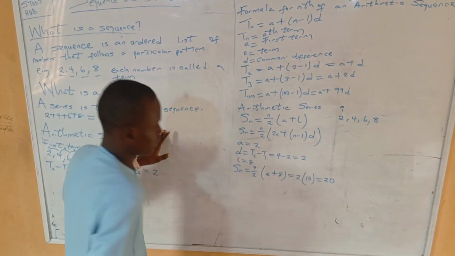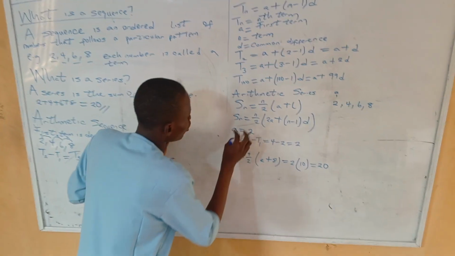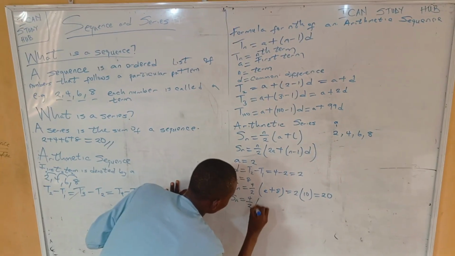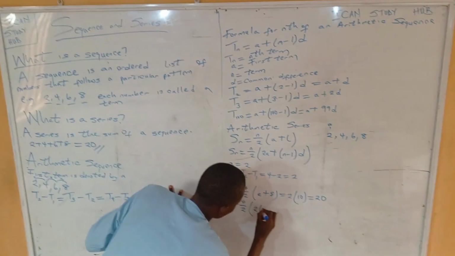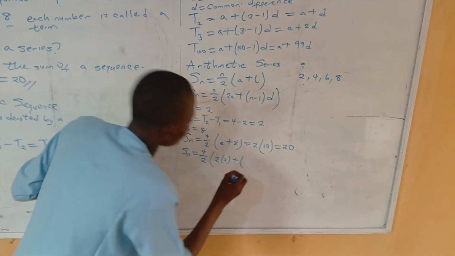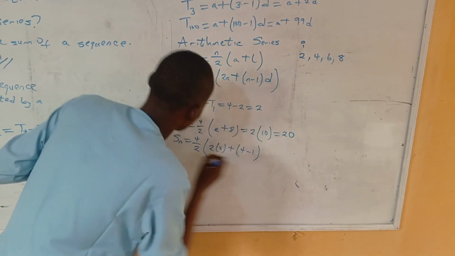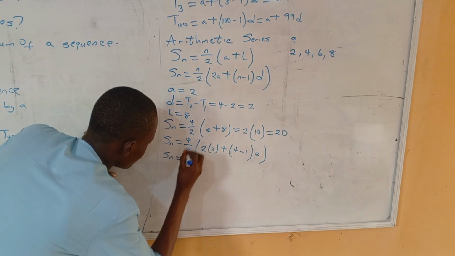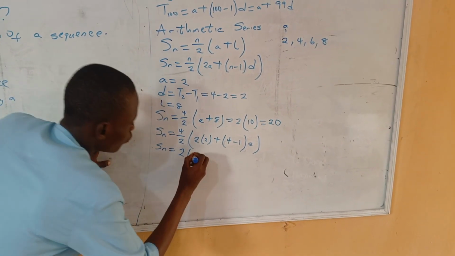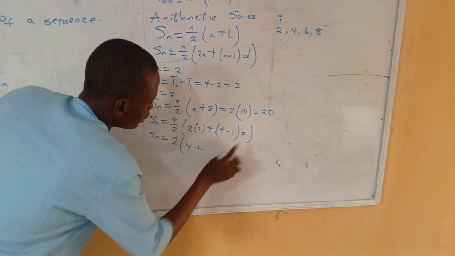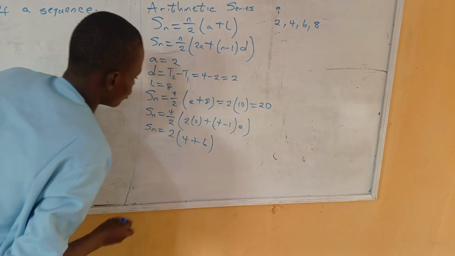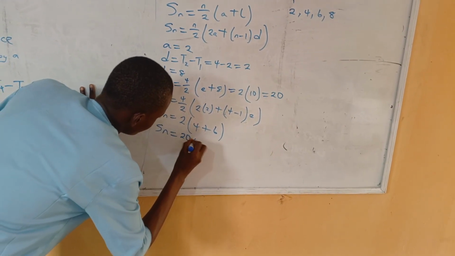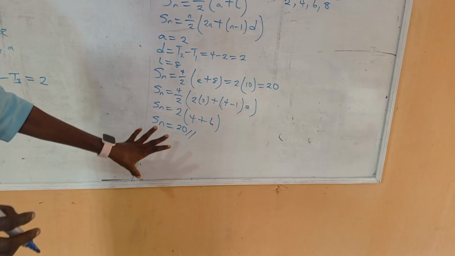So now let's test the other formula also. Sn is n over 2, which is 4 over 2, open bracket, 2 times our A, which is 2, plus, open bracket, what's our n? 4 minus 1, close bracket, what's our D? 2. So 4 over 2 is 2. 2 times 2 is 4. Plus 4 minus 1, which is 3. 3 times 2 is 6. Our Sn is equal to 2 times open bracket 4 plus 6, 10. 2 times 10 is 20. Which shows and proves that this formula also works.